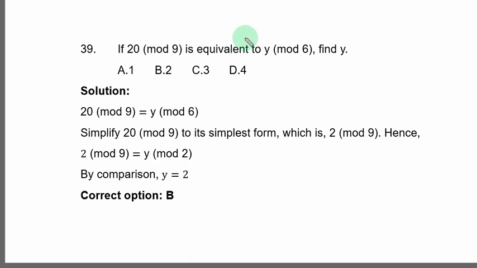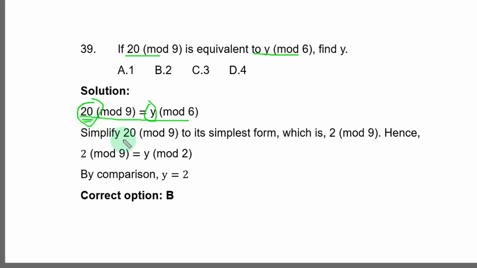Question 39. If 20 modulo 9 is equivalent to y modulo 6, find the value of y. This is what we have here. It simply means that 20 is equal to y, but 20 is not an element in modulo 9. Modulo 9 has 9 elements, from 0 to 8. What you do is that you divide 20 by 9 and note the remainder. If you divide 20 by 9, you have 2 remainder 2.